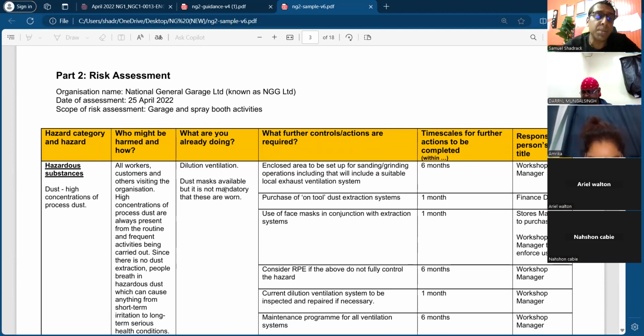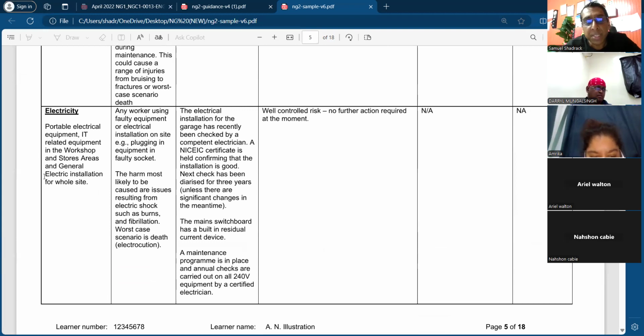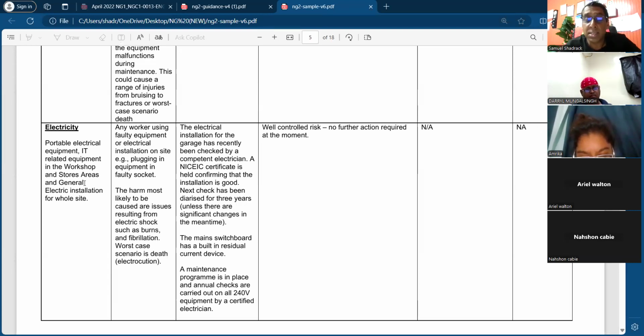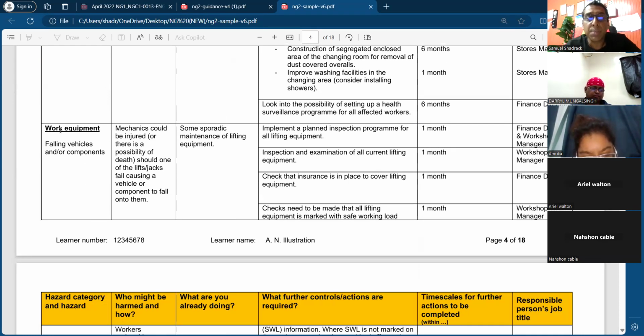Okay, let's go into this a bit. So what do you want to put? We're going to assume that you put a hazard category like hazardous substance. Now you want to put an example of that hazard in your company. Everybody may have the same categories. Somebody may have electricity, but you have to put an example of the hazard of electricity in your company. So here we have portable electrical equipment, IT-related equipment in the workshop and store areas, and general electric installation for the whole site. That's not really a good hazard if you ask me, but you know, work equipment. What's wrong with this, by the way?